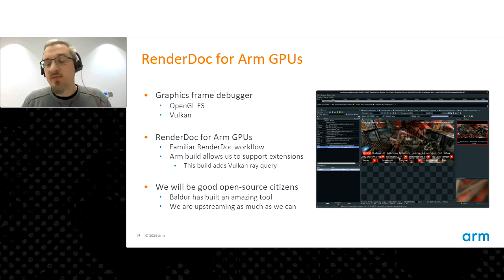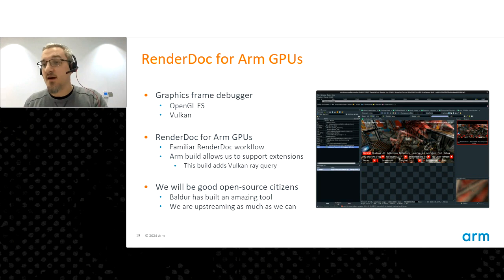We have our own build of RenderDoc. So RenderDoc's sort of the de facto graphics debugger, especially for Vulkan. And the feedback from the industry has been, we don't want another vendor debugger. So we are collaborating with Boulder upstream to add improvements for RenderDoc for things that we support in the GPUs. We're currently focusing on Vulkan ray tracing, so RayQuery and the full ray tracing pipeline support.